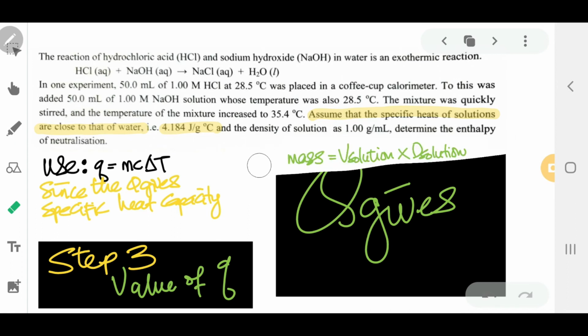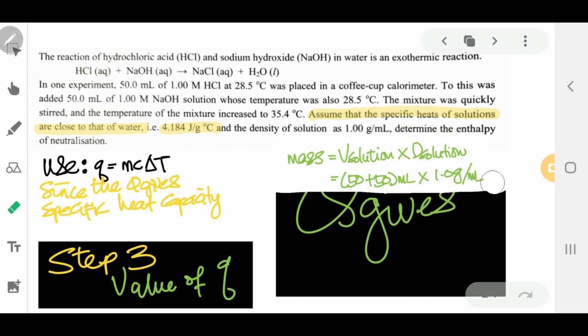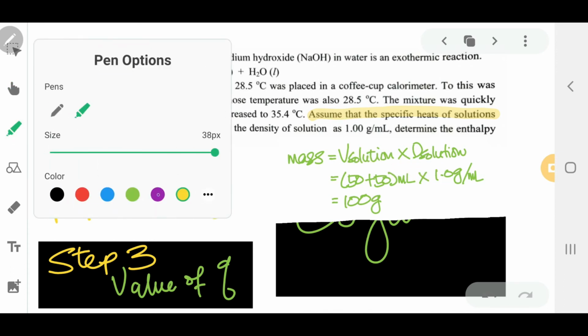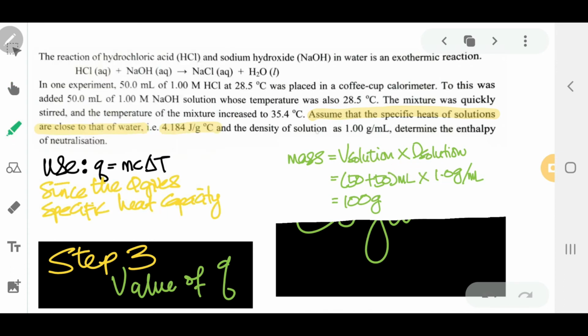Okay, so to solve that, we need to look at what the question gives. The question gives the information about mass. Okay, same as what we have done in the previous example just now. You have the volume of solution times the density of solution, which is 1 right here. The density of solution is given to you. Okay, the density of solution is 1 right there.